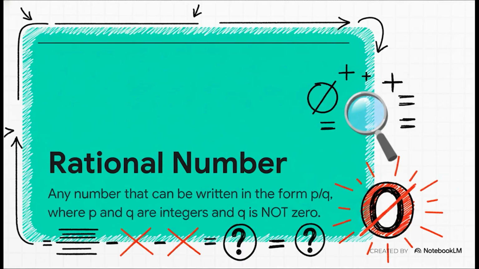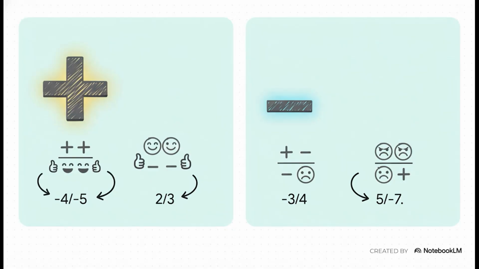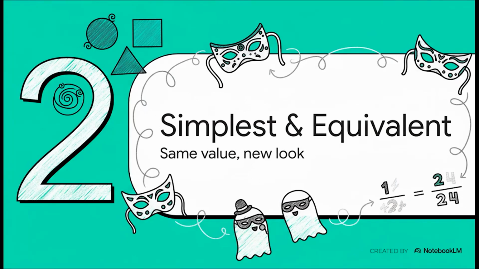It's impossible. Now, rational numbers have moods. They can be positive or negative, and it's actually really easy to figure out which is which. If the top and bottom numbers have the same sign, like both are positive or both are negative, then the whole number is positive. Take a look at -4 over -5. The two negatives basically cancel each other out and become a positive. But if they have opposite signs, one is positive and one is negative, then the rational number is negative. Simple as that.